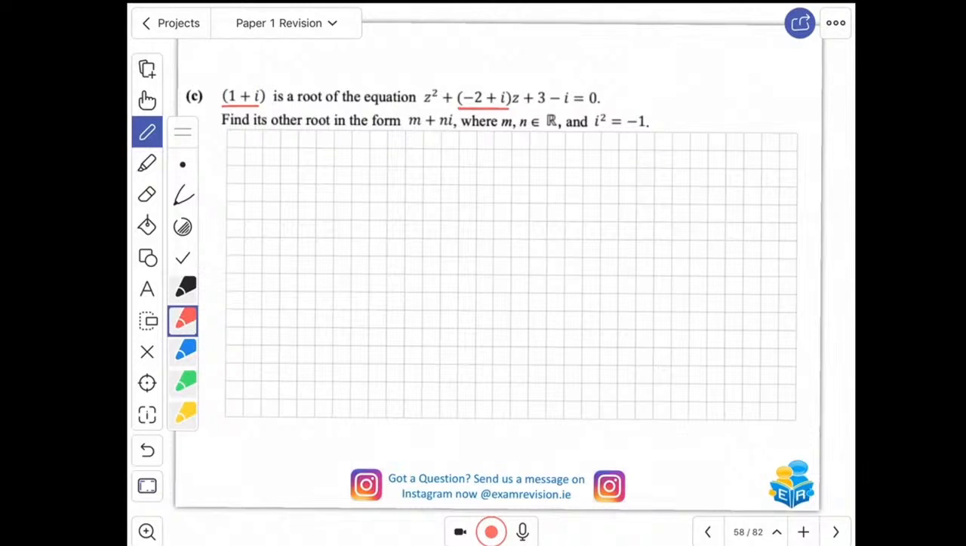So the trick for this question, again, you can do it in lots of different ways, but what I always say to my students is, right, this is a root. So what you're going to do is change that into a factor. So remember, as a root, it's z equals 1 plus i.